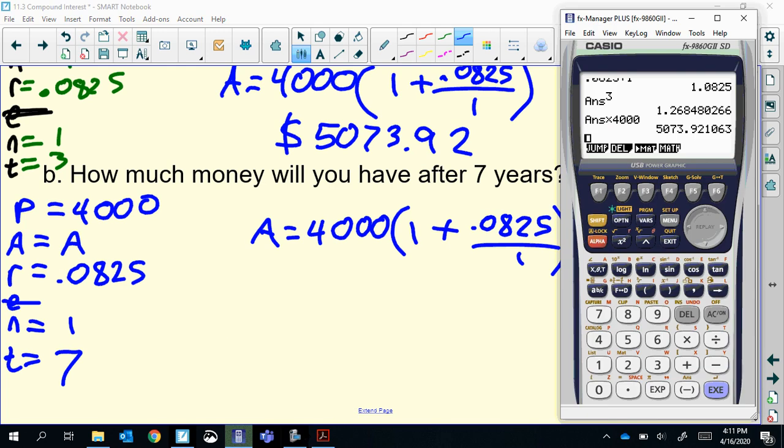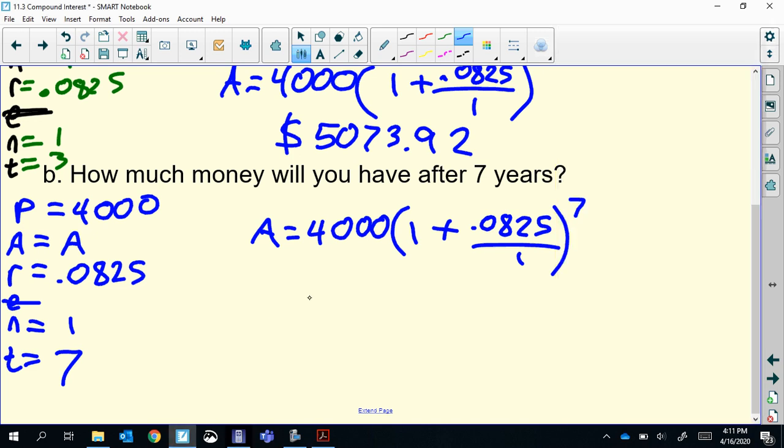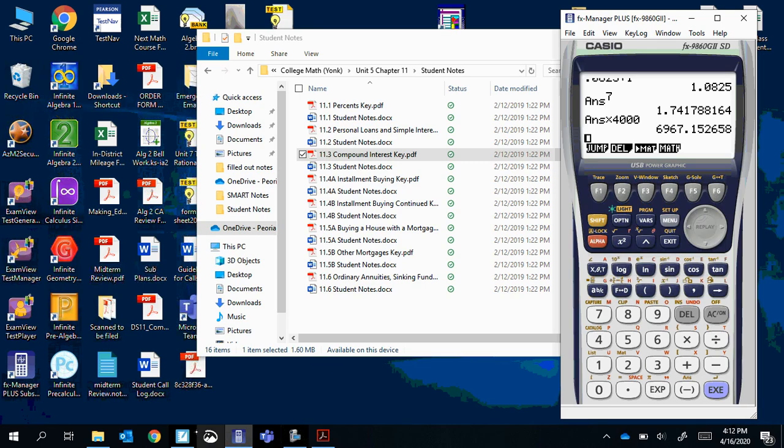So it's a very similar start to what we had before. We're going to do 0.0825 plus 1. And then we're going to do it to the 7th power instead of the 3rd power. And then we'll multiply by 4,000 again. It'll run through all of that, and we end up with 6,967.15.